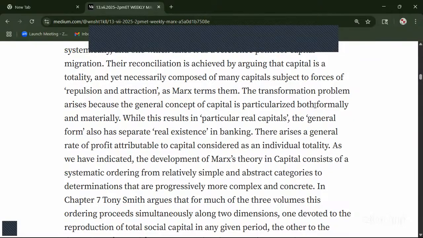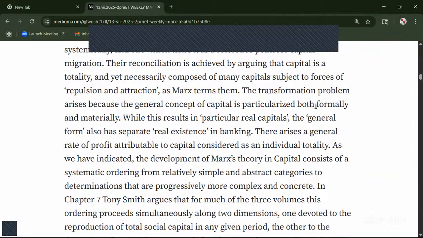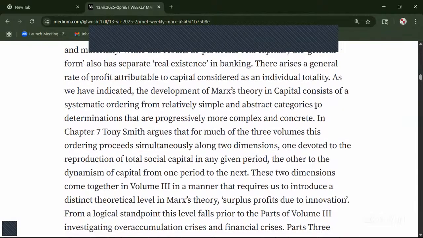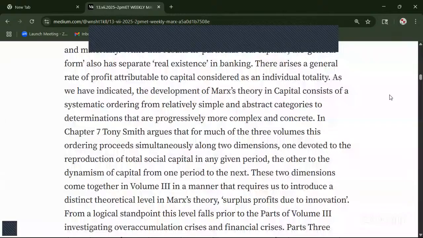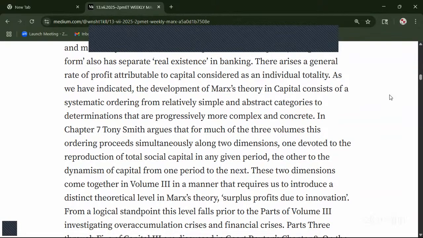As we've indicated, the development of Marx's theory in Capital consists of a systematic ordering from relatively simple and abstract categories to determinations that are progressively more complex and concrete. In Chapter 7, Tony Smith argues that for much of the 3 volumes this ordering proceeds simultaneously along 2 dimensions, one devoted to the reproduction of total social capital in any given period, the other to the dynamism of capital from one period to the next. These 2 dimensions come together in Volume 3 in a manner that requires us to introduce a distinct theoretical level in Marx's theory, that is, surplus profits due to innovation.